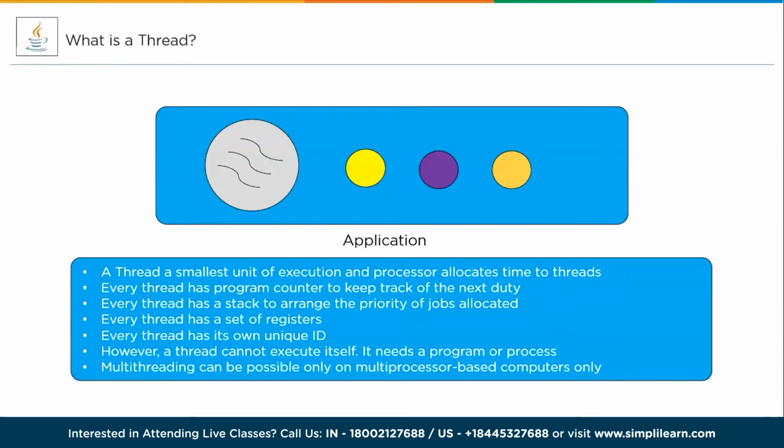If you have a single-core processor, you cannot do it. The processor should be capable of executing multiple processes at one single go. It should be capable of finishing multiple processes in parallel with each other. It should not have scheduling like one after the other. So that is possible only on multiprocessor-based computers.